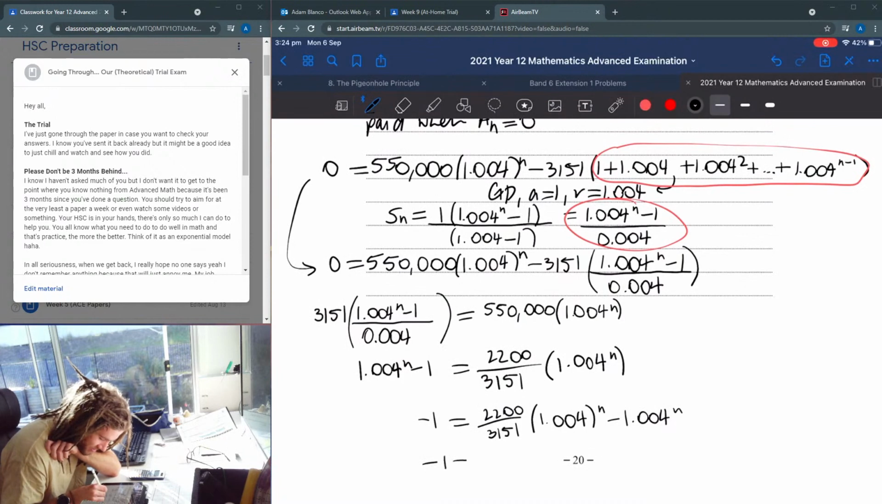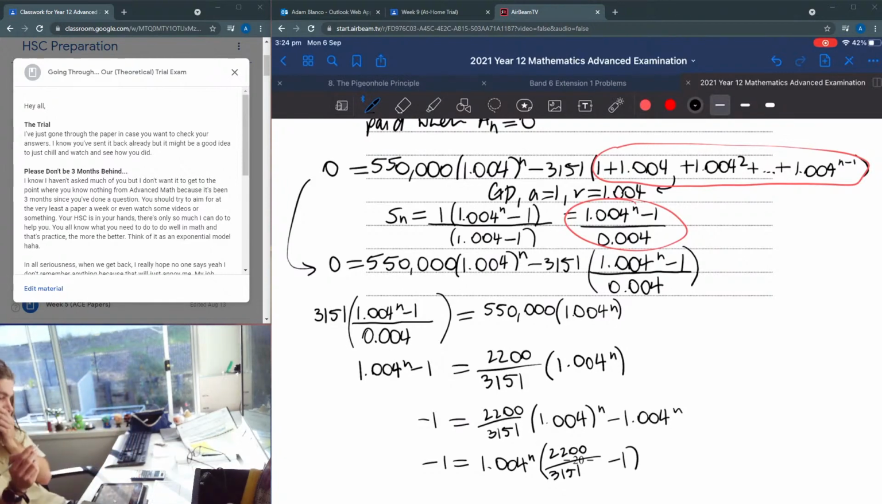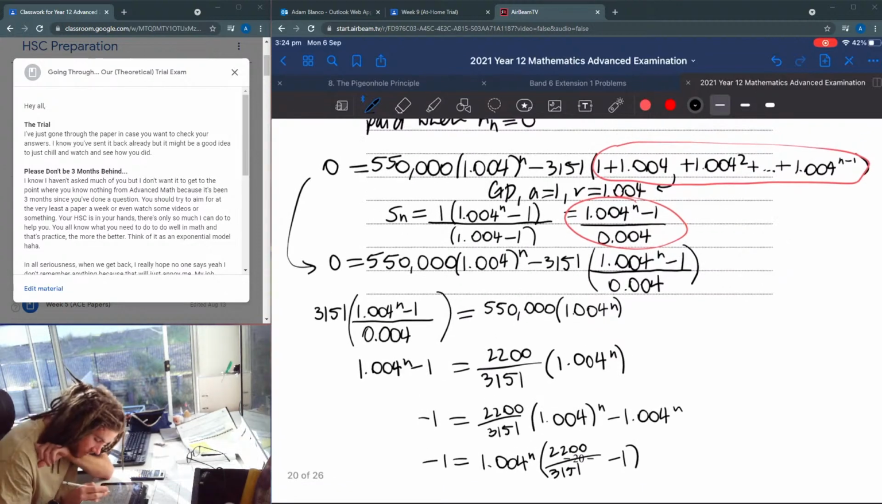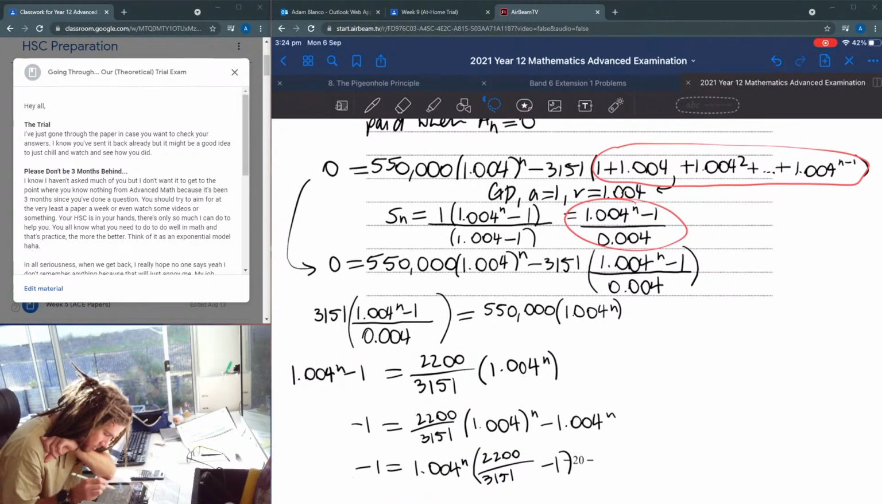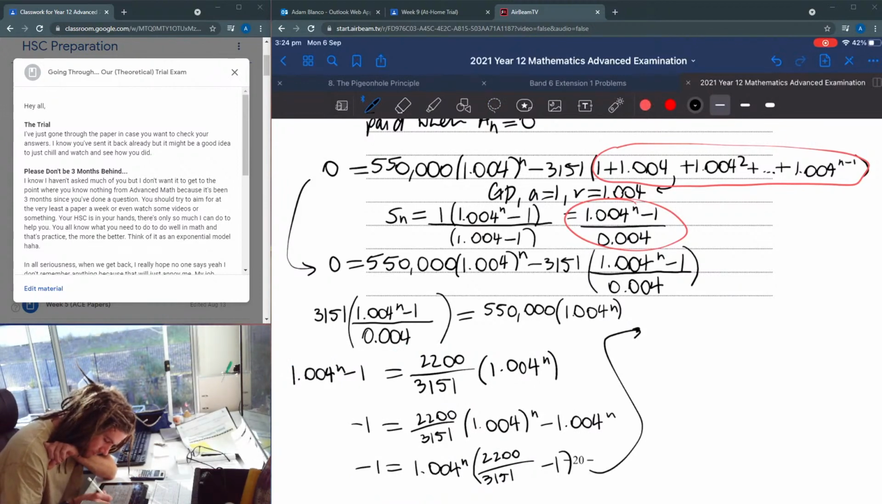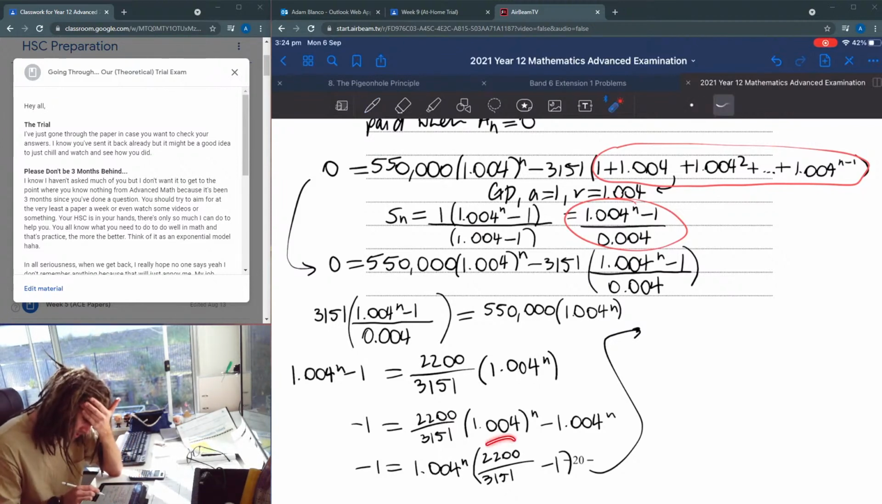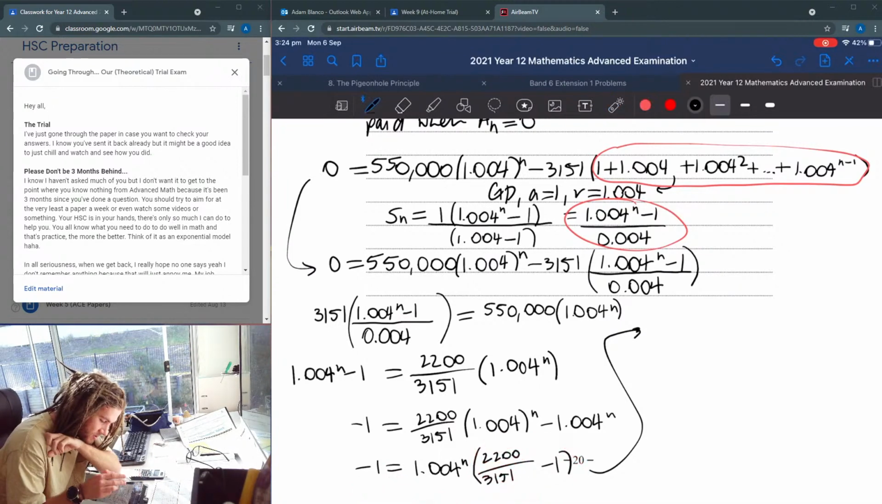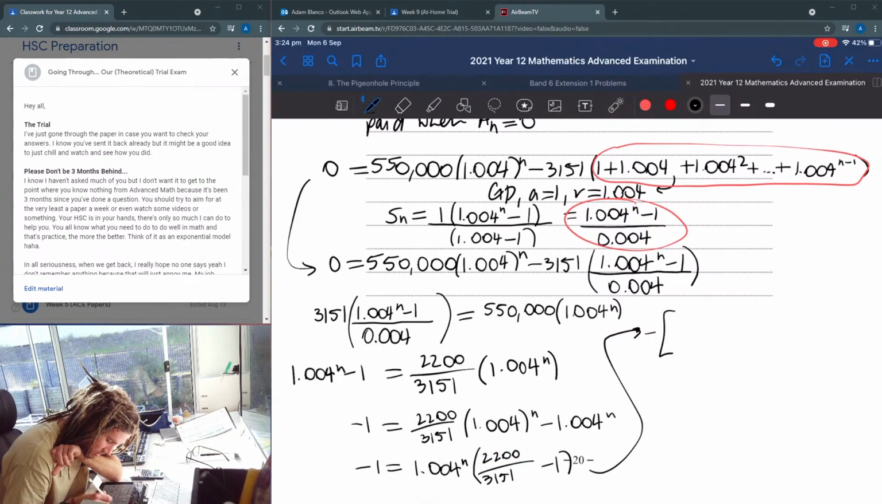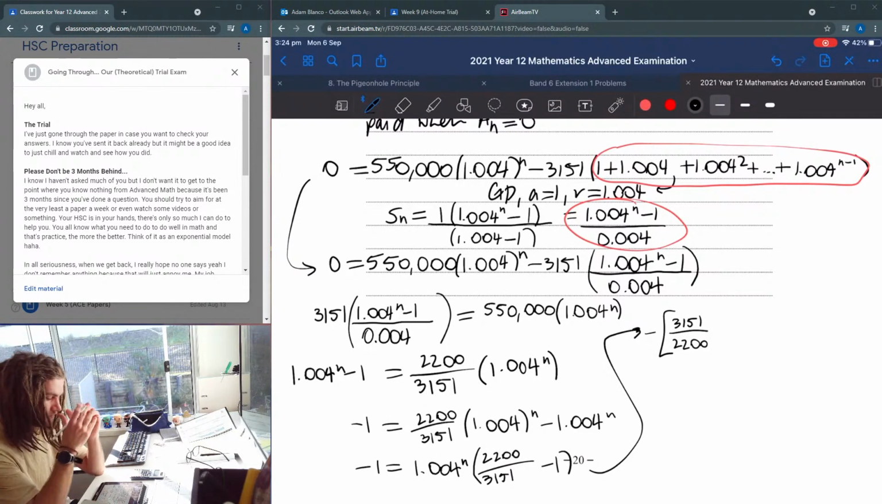Minus. Okay, then I can factorize that. So 1.004 to the n outside of 2200 on 3151 minus 1. Yep. Then I've got to divide by it. Jesus Christ, I have no room for this. So then, okay. This is going to go over here, which means I have to divide, but I'm going to divide by this fraction and stuff. So I'm going to flip this and flip this. So, and there's going to be a minus out front. So 3151 on 2200. What do I do with that minus 1?